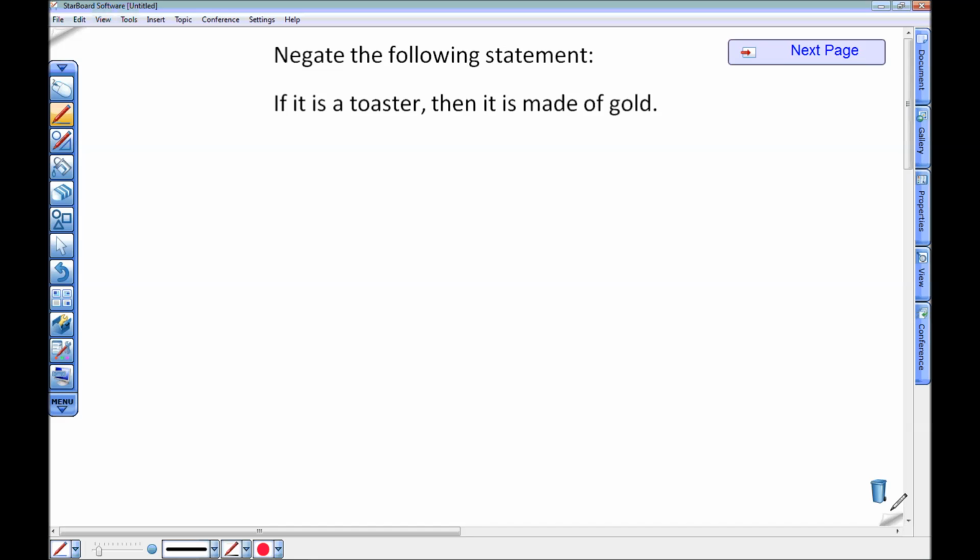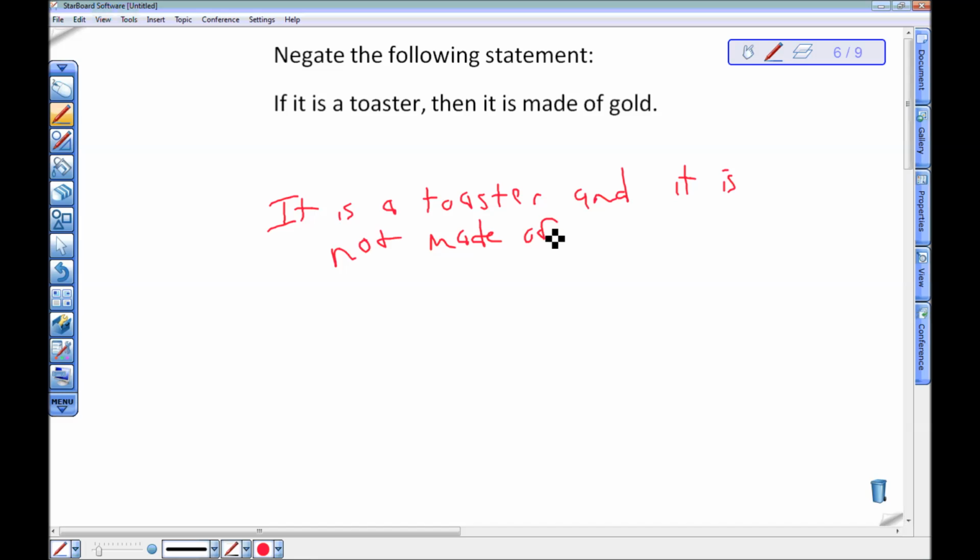All right, look at this one. If it is a toaster, then it is made of gold. So then this is an if P then Q, so the negation should be P, it is a toaster, and the negation of Q. See, it is made of gold, so it is not made of gold. Okay, nice and easy, right? If P then Q, negation, P and not Q.